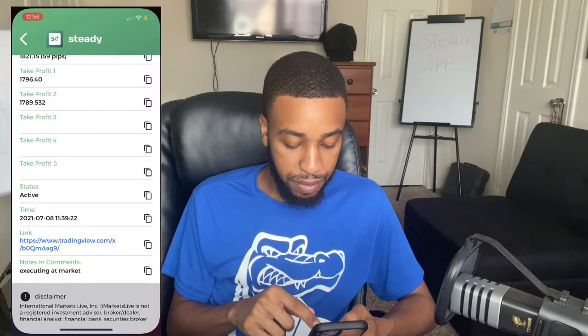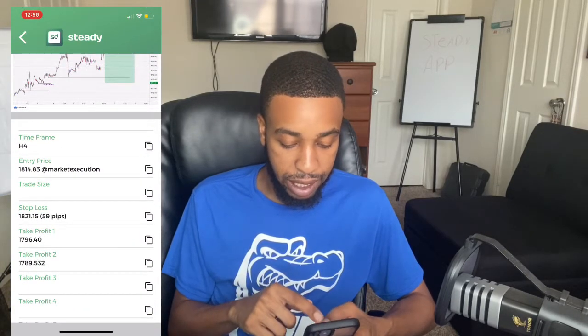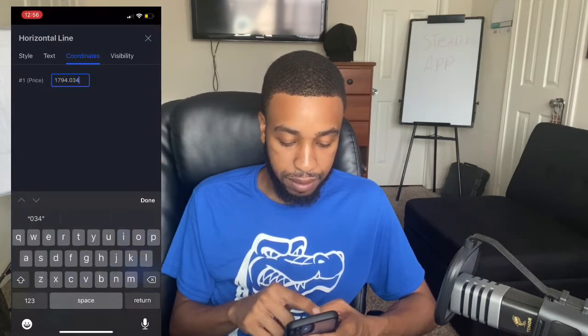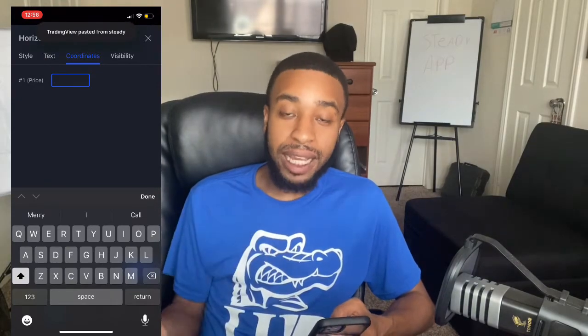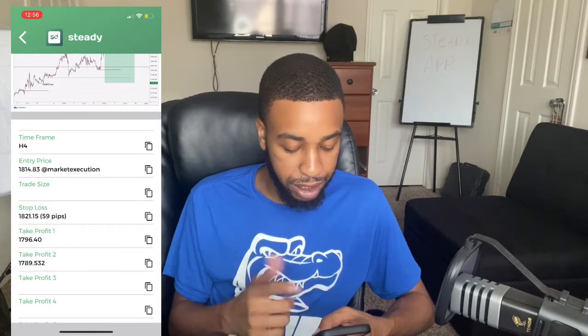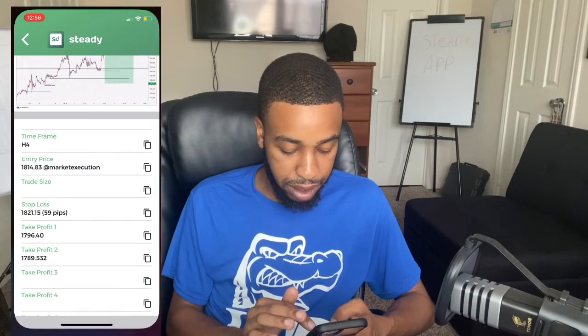The coordinates were, I can copy this. Some of you guys don't know, you can copy that, right? I can erase, and then I can paste it. Okay, so I forgot. It works on MetaTrader 4, but I guess it doesn't work on TradingView. So on MetaTrader 4, you can copy and paste it. On TradingView, I guess you have to manually do it. So it's 1814, right?